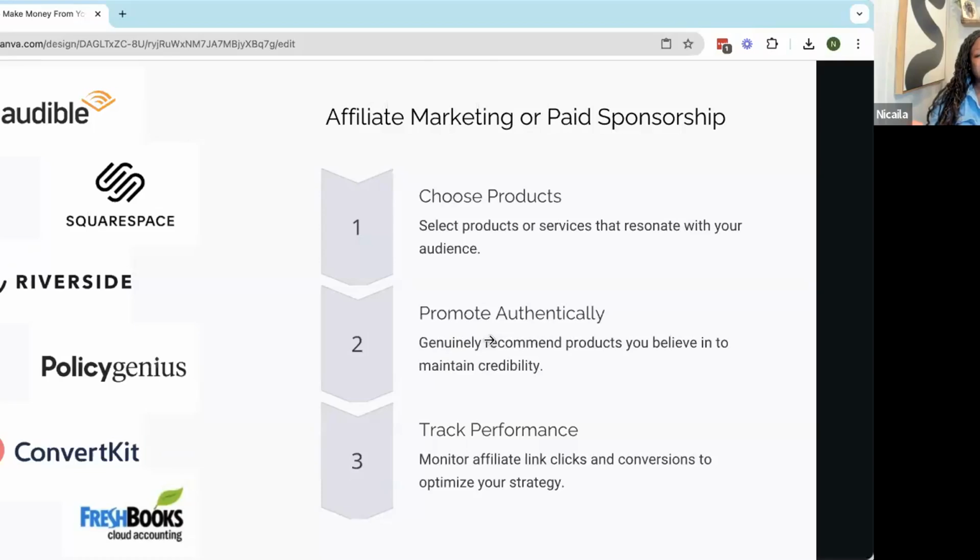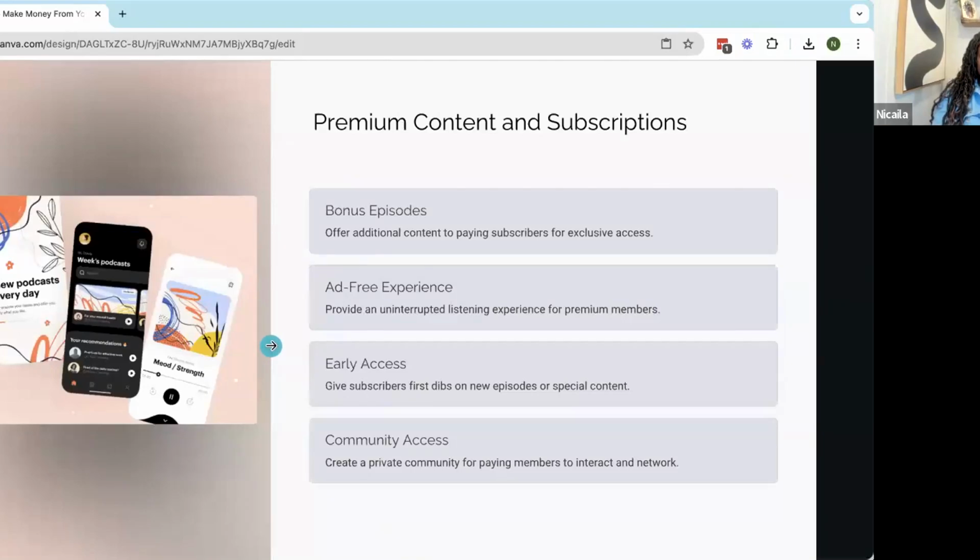Second, promote authentically, okay? Genuinely recommend products you believe in to maintain credibility. Don't just choose products that have a high affiliate payout for each person you sign up, because your audience will be able to tell. And then you're going to track performance. So monitor your affiliate link clicks and conversions, and then optimize your strategy as you're seeing what works, what doesn't work. The next thing you can test is premium content and subscriptions.